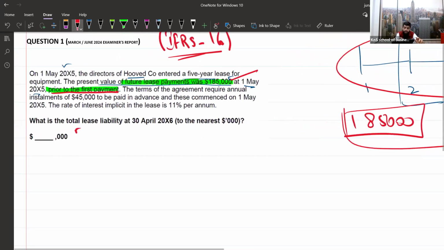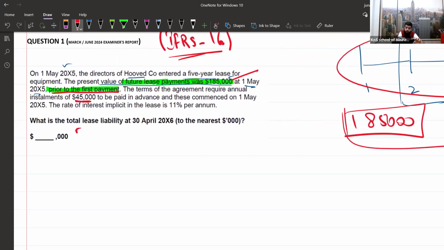Now the terms of the agreement require the annual installment of 45,000 to be paid in advance. And we all know that in case of IFRS 16 leases, there are 2 situations: number 1, arrears, and number 2, advance. Here we are talking about the case in advance. It means the rental will be paid on the first day of the lease arrangement, and subsequently every year the rental will be paid in advance. So it is the advance case, and these commence on 1st May 2005.